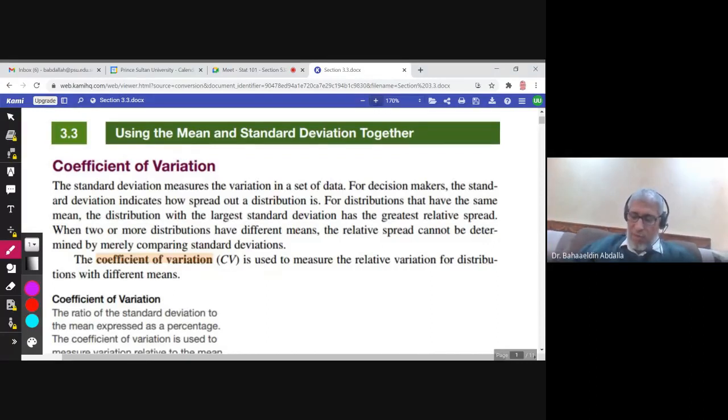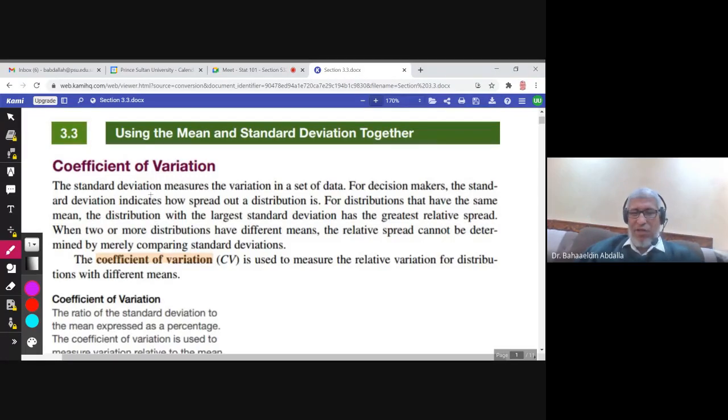This is the last section in chapter 3, which is about using the mean and standard deviation together. So we will mention here some points in which we use the mean and the standard deviation together, some concepts. The first concept is the coefficient of variation.